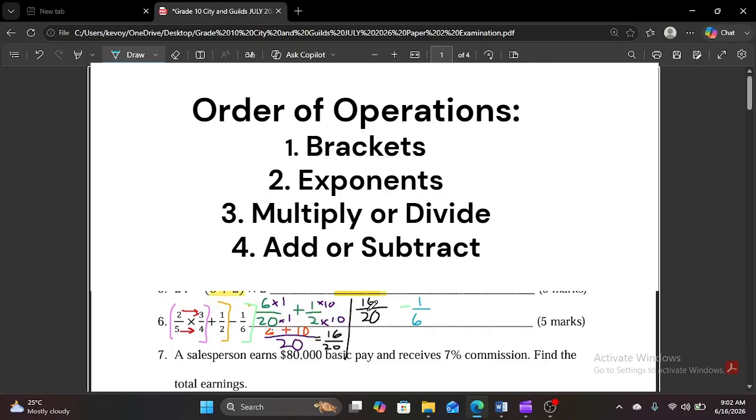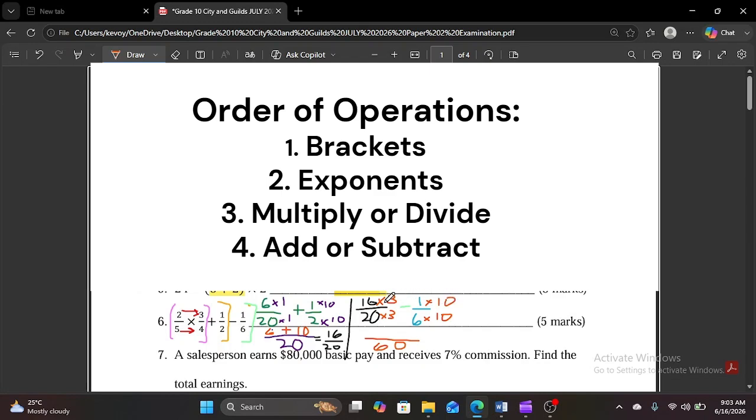So 3 times 2 is going to be 6, so 6 times 10, that's going to be 60. So the lowest common denominator is going to be 60, because 6 times 10 is going to give me 60, and 20 times 3 is going to give me 60. Anything I multiply at the bottom, I must multiply at the top. So I'm going to multiply 16 by 3 as well, and then I'm going to multiply my 1 times my 10.